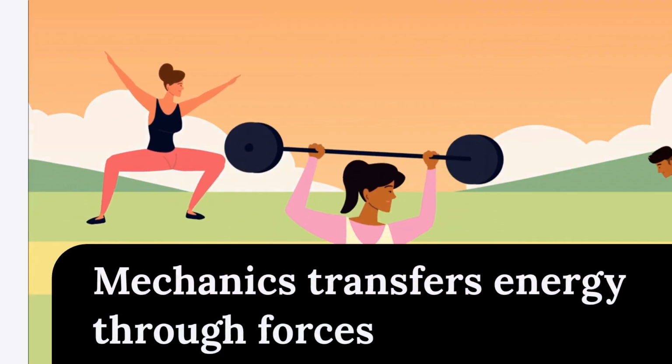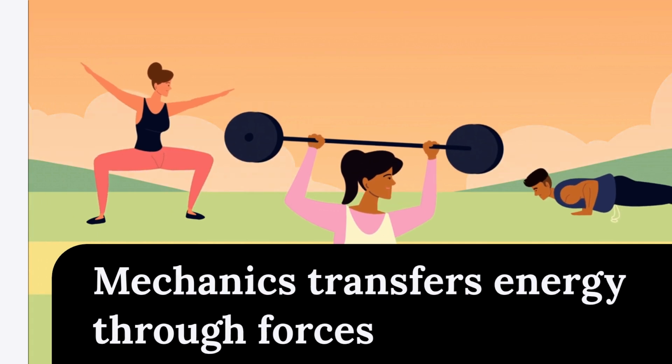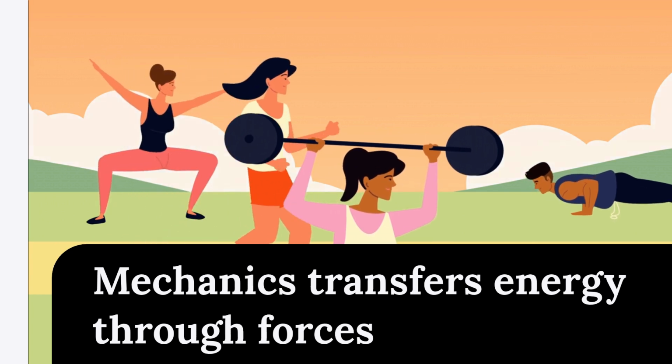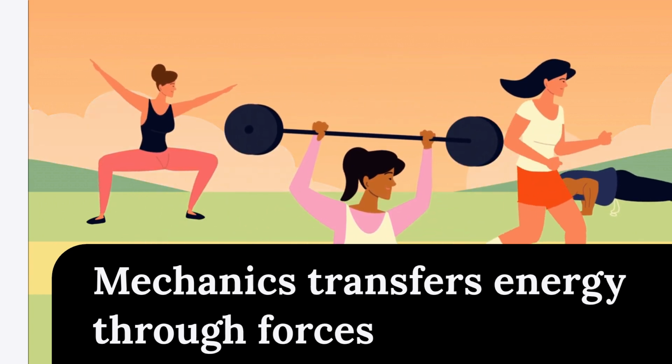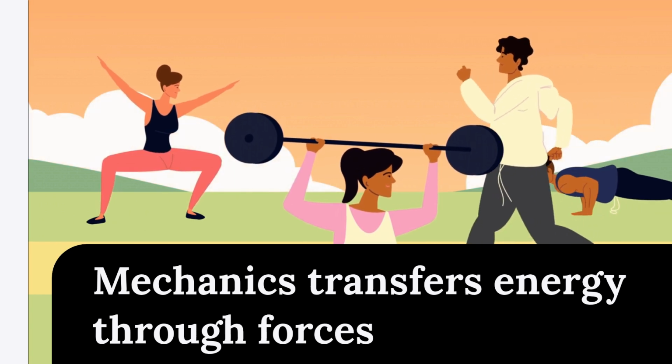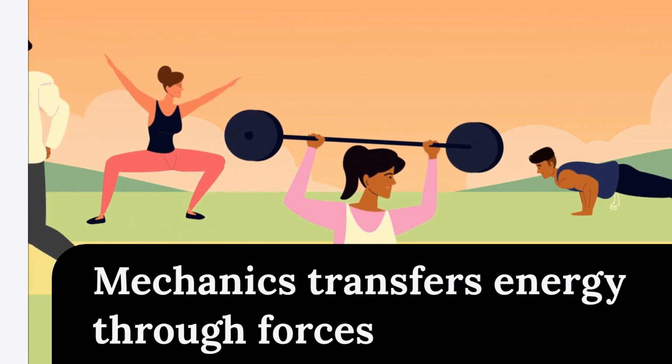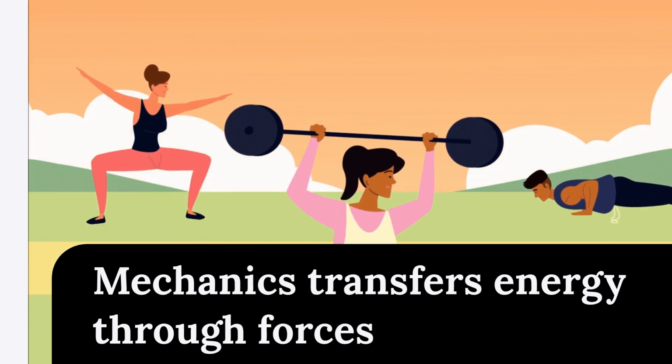Mechanics covers how forces transfer energy. Work done is force multiplied by distance moved in the force's direction. Kinetic energy is half the mass times velocity squared. Gravitational potential energy is mass times gravity times height. Power is the rate of doing work or transferring energy.